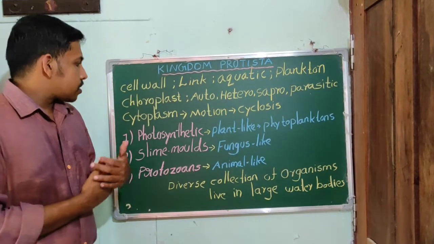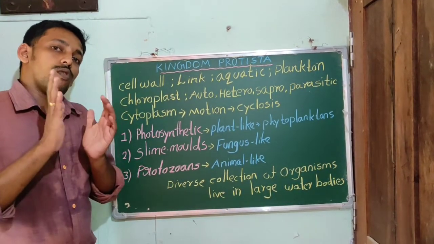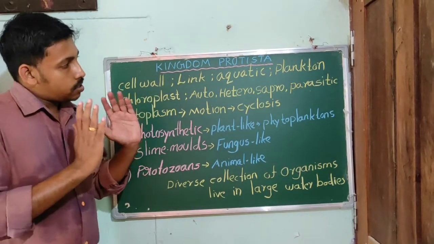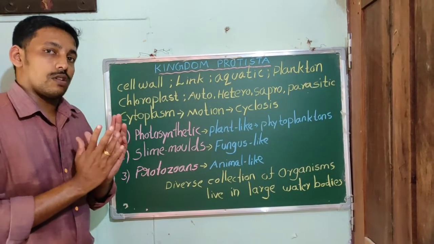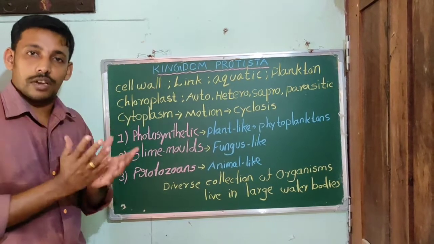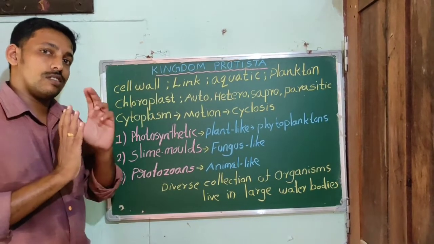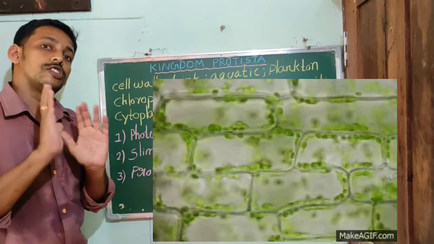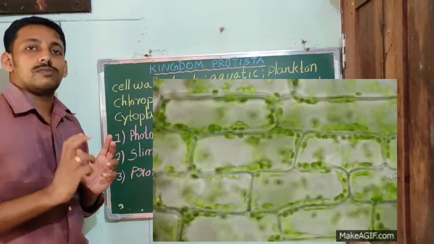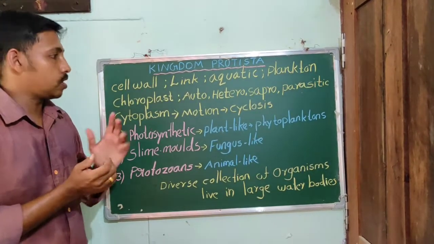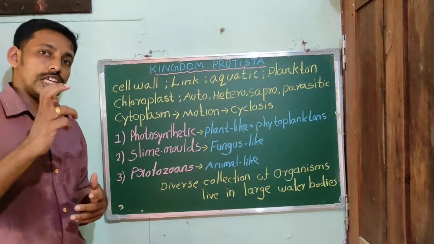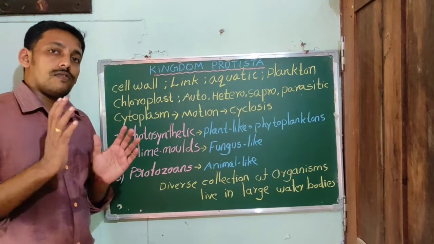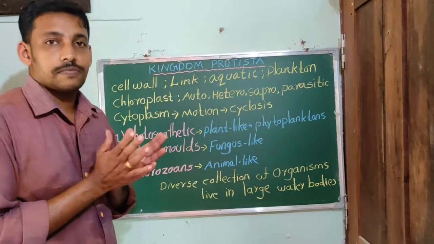Then their cytoplasm is always moving. This motion is known as cytoplasmic streaming, or the phenomenon is known as cyclosis. Cyclosis or cytoplasmic streaming, because the cytoplasm is always in motion. So these are the major characteristics of the kingdom Protista.